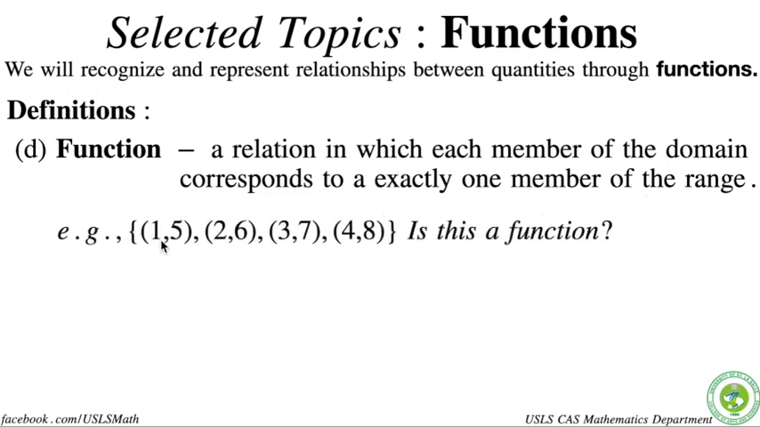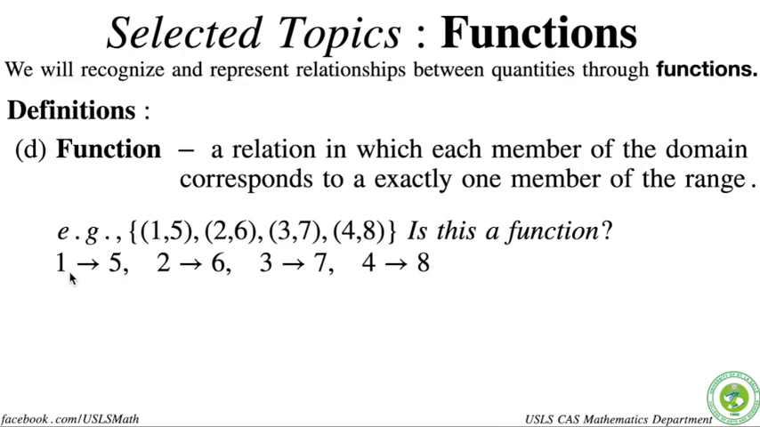So we can think of this as follows. For example, this is our same relation from the slide before: 1 5, 2 6, 3 7, 4 8. We will ask, is this a function? How can we tell if this set corresponds to the definition above, that every input corresponds to a single unique output? So let's see. We can think of it as this: 1 gives us 5, 2 gives us 6, 3 gives us 7, 4 gives us 8. So does each member of the domain give us exactly one member of the range?